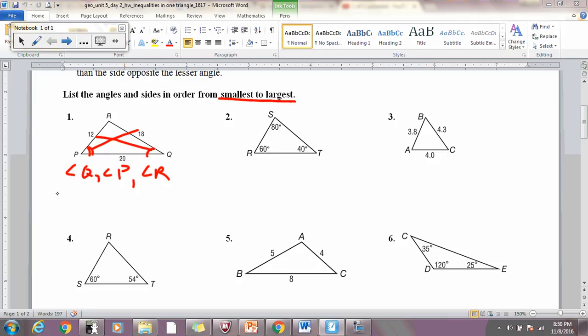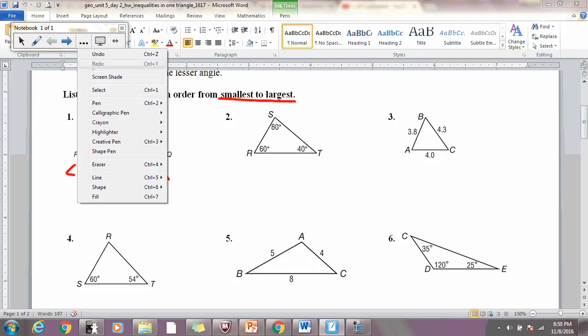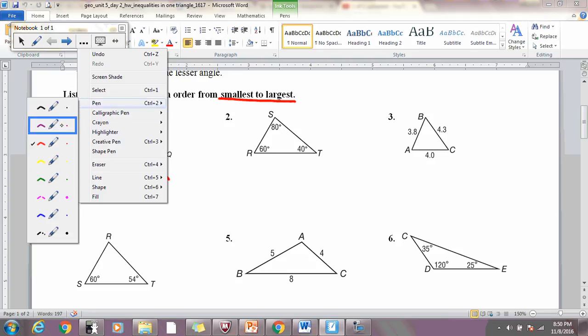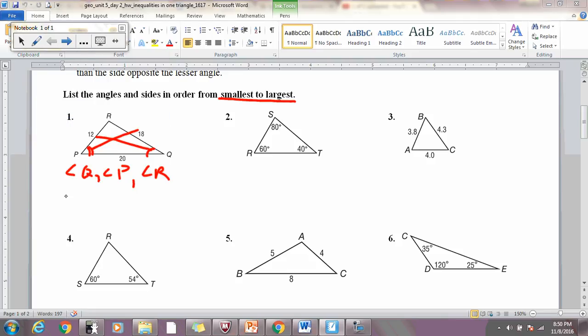So again, it also wants us to list the sides, which I kind of did at the same time, but here we go. Smallest side is PR, obviously. Then it's followed by RQ, and lastly PQ. Make sure you use the proper notation when naming angles and sides.